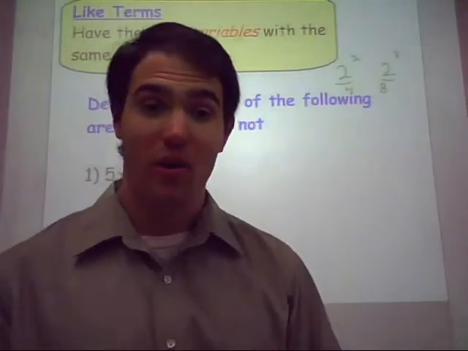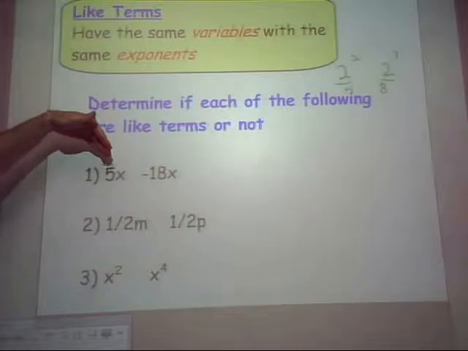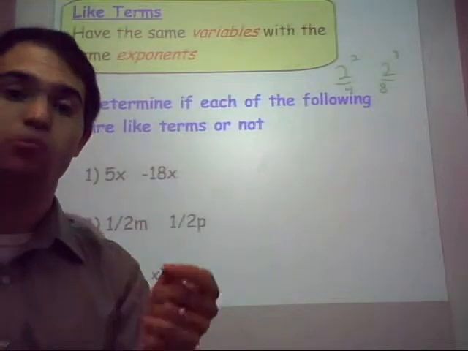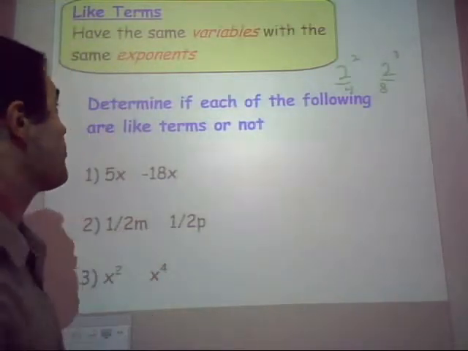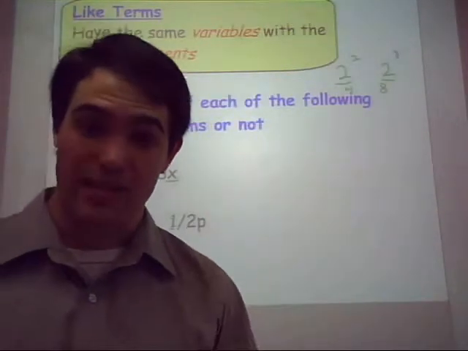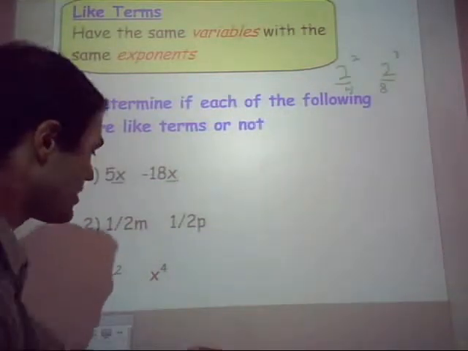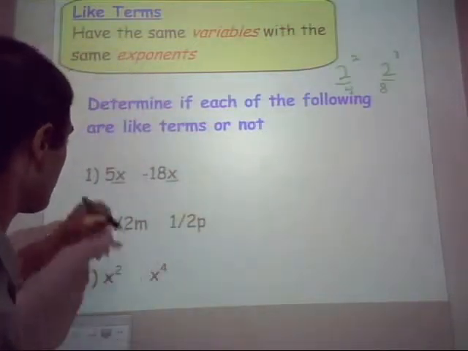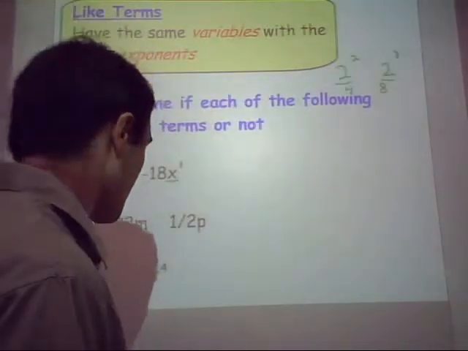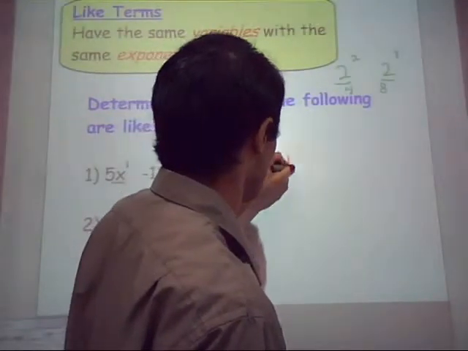We're asking yes or no, are these like terms? First one, we have 5x and we have negative 18x. The question is, are these 2 terms like terms? Well, we ask, first of all, do they have the same letter? We have x, we have x. That's the same. Second thing we ask, do they have the same exponent? Well, it's understood that if there's no number written, this is really x to the first power. So yes, they have the same exponent. Yes, they are the same variable. So yes, these are like terms.